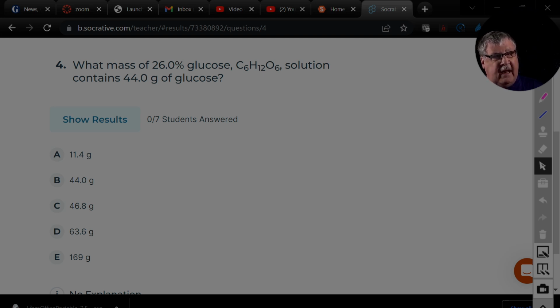All right, but now we're moving into chapter 13, which involves solutions. And basically what this question is asking me is, if I have a 26% solution of glucose, what mass of that solution contains 44 grams of glucose? So see what you can do with that. And this is another one. If you think about it, there's only one answer that makes sense.